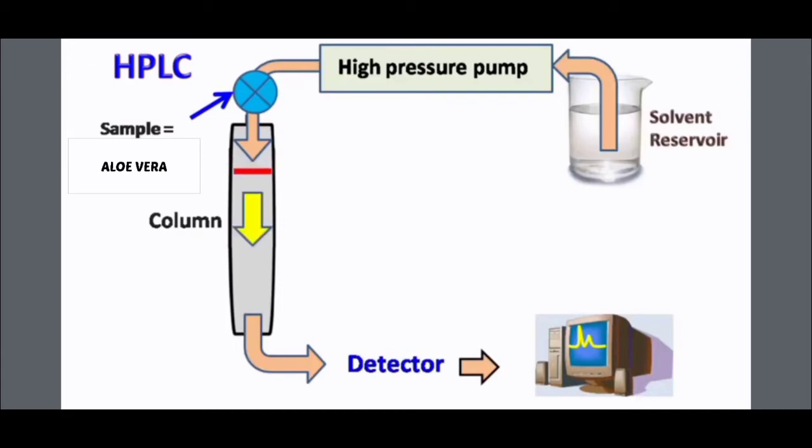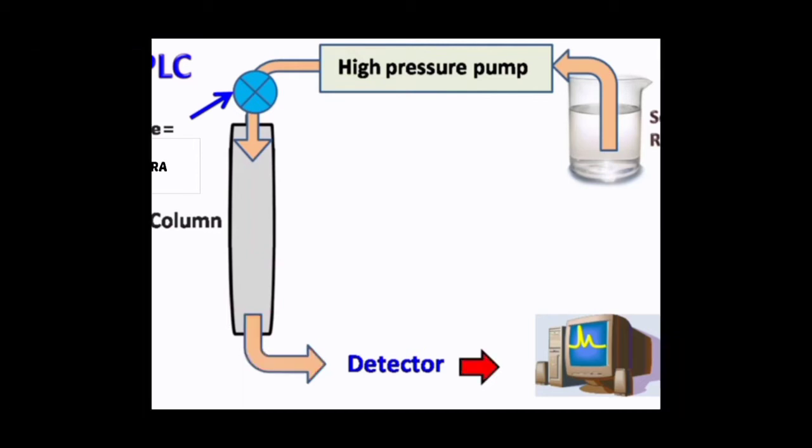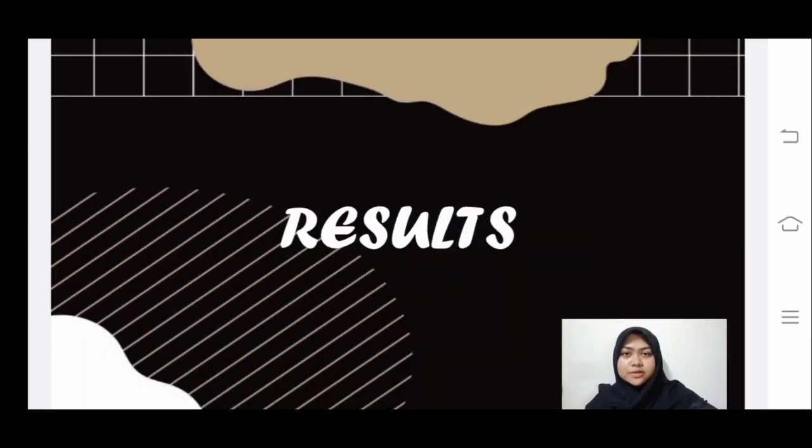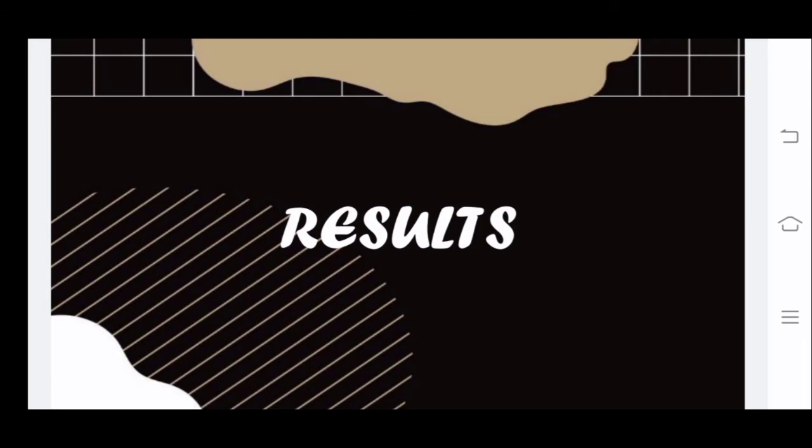the analyte and the mobile phase are pumped through the column. The column will elute each component as a peak on the recorder and the peak will be displayed on the chromatogram as detector response. Let's move to the result for this extraction.